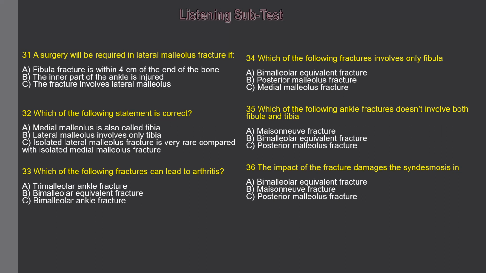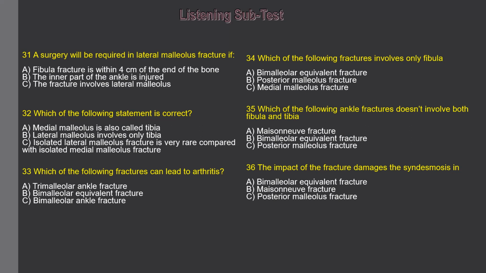However, the hint for surgical recommendation is when the fibular fracture is within 4 centimeters of the end of the bone. In such case, the fracture can be treated non-surgically if there is no injury on the inner part of the ankle. Medial malleolus fractures involves only the tibia. This fracture occurs to the bone on the end of the tibia, which is called the medial malleolus. An isolated medial malleolus fracture is very rare compared with an isolated lateral malleolus fracture. Generally, a displaced medial malleolus fracture is treated with surgery.